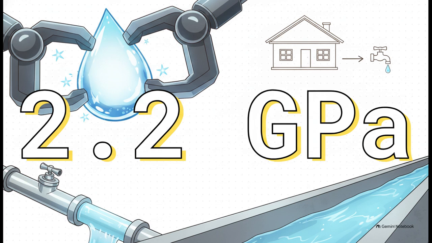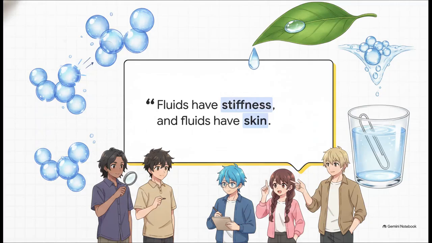And that's exactly why for most everyday engineering problems, like designing a standard plumbing system or an open channel, we can safely simplify our math and just treat water as entirely incompressible. I want to leave you with this powerful mental model. Fluids have stiffness and fluids have skin. Compressibility measures that stiffness, whether a fluid is highly yielding like air or unyielding like water. And surface tension? That's the skin, an invisible microscopic elastic membrane holding physical shapes together against the forces of the universe.